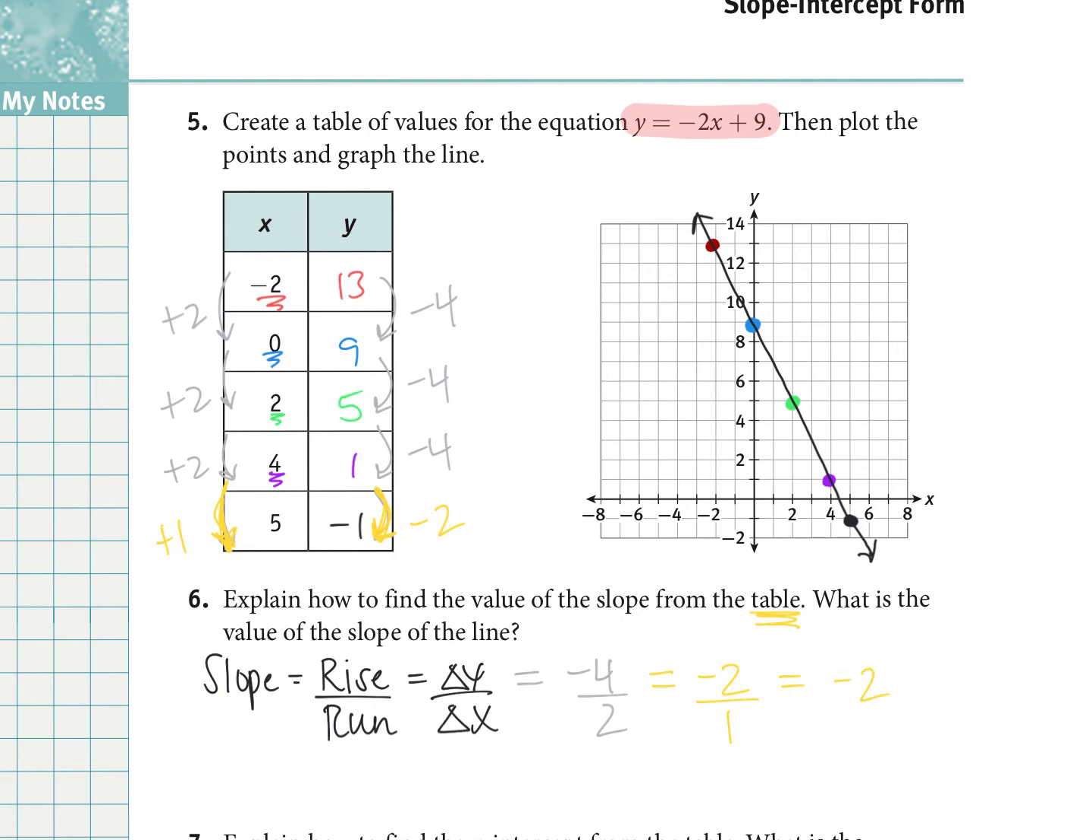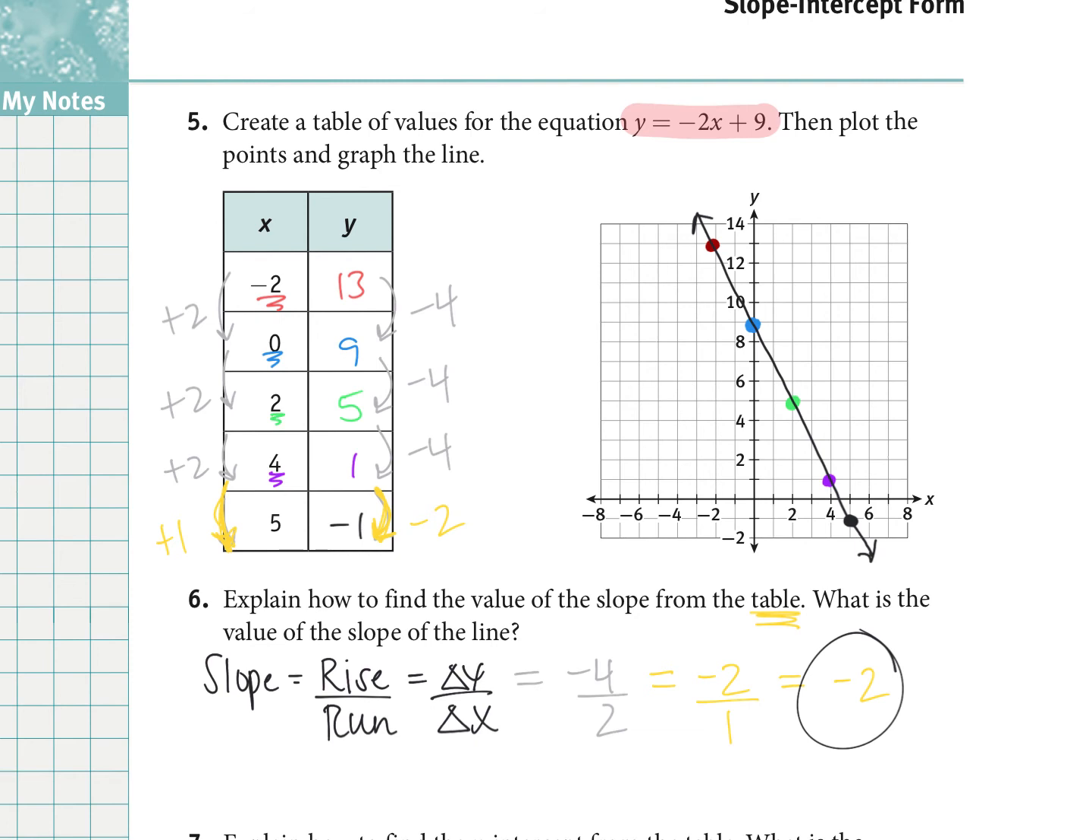So we were able to find the value of our slope, but now we have to explain how we can find it from the table. Now, remember, another way that we could look at finding the slope and double checking it is with our equation above, right? We should get negative 2. But remember, the question is asking us to explain how to find the value of slope from the table.